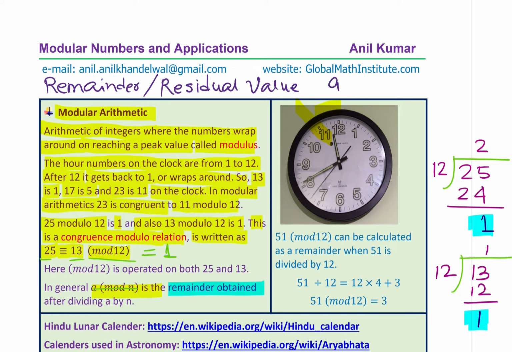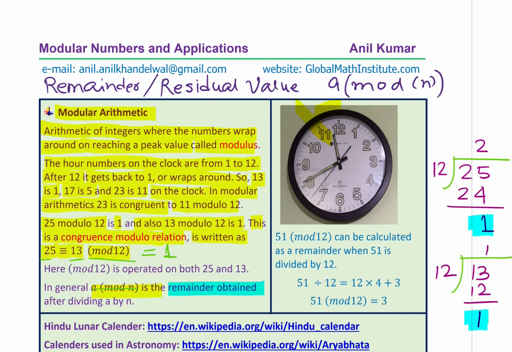Correct? Whenever we do a mod n, in fact, mod n is in brackets, so treat this as an operator. It means a divided by n, and what is the remainder? That is the value of this expression, correct?